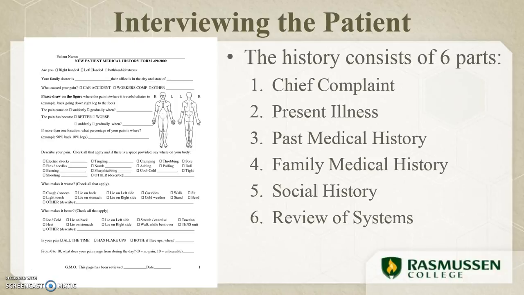Their present illness contains a detailed description of their symptoms, such as the onset of the symptoms, the duration of the symptoms, and the intensity of each symptom. The past medical history is going to look at the part of the history that includes any and all diseases or medical problems that the patient has experienced in the past prior to that day.